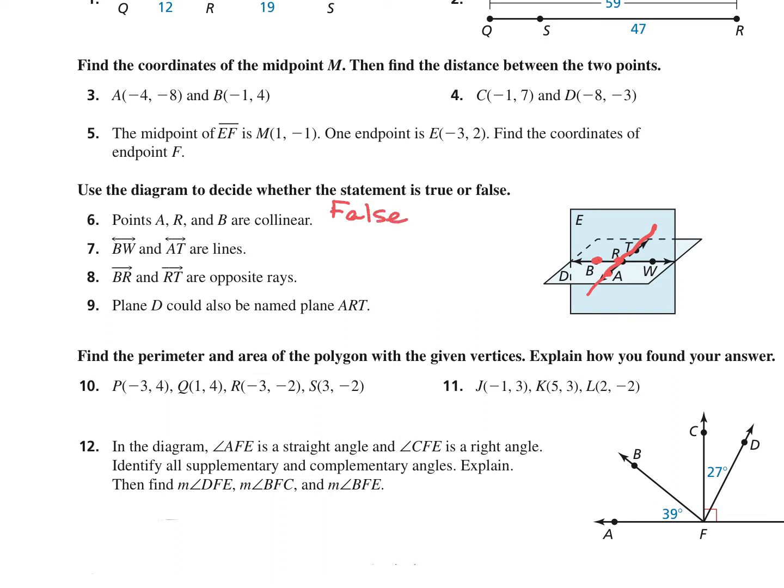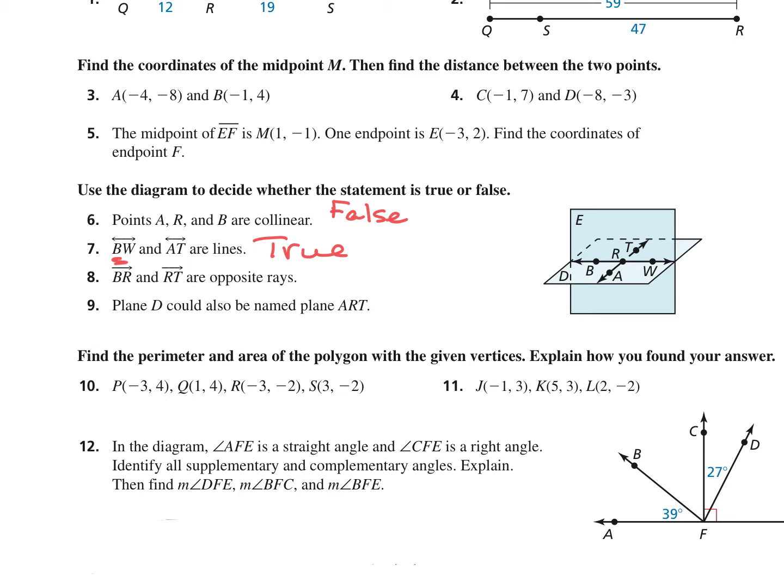The next one is stating that line BW, and it's got the appropriate symbol on top of these letters, and then line AT, these are both lines. This is true. They named it correctly with the picture of the line on top, and they have arrows on the ends there. The next one, this is making sure you understand what an opposite ray is.